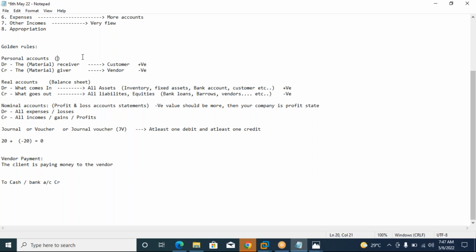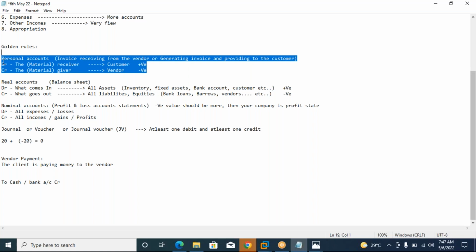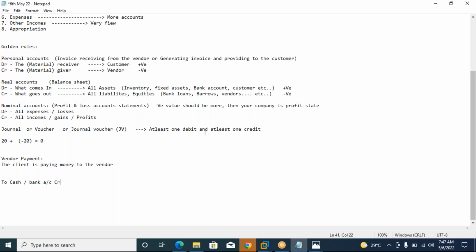This is the invoice received from the vendor, or generating an invoice and providing it to the customer. At that time you need to apply this rule. You need to apply this rule at the time of invoicing. At the time of payment, you need to apply this one.